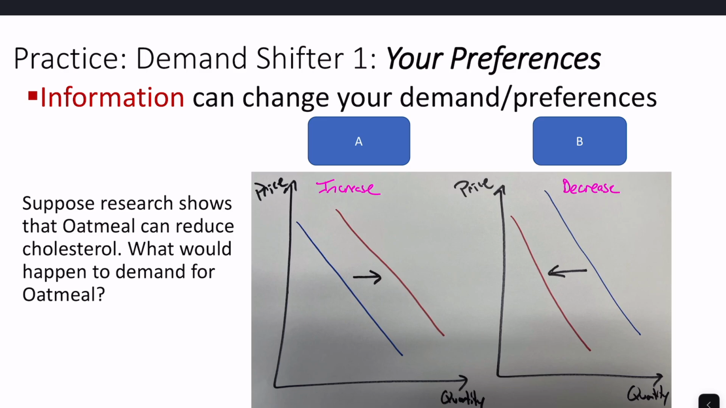Okay, so oatmeal. You realize that oatmeal can reduce your cholesterol. This is going to make me healthier if I eat more oatmeal. And so you could think that the willingness to pay for oatmeal is going to go up, right? It's now healthier than I thought it used to be, and so I value it more. I have a higher marginal benefit of consuming oatmeal. I want to buy more oatmeal. And so in my example here, your change in preferences will cause you to increase your demand for oatmeal.